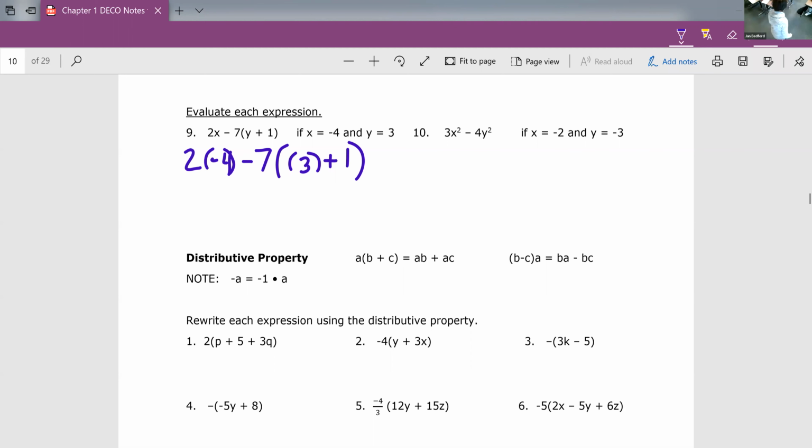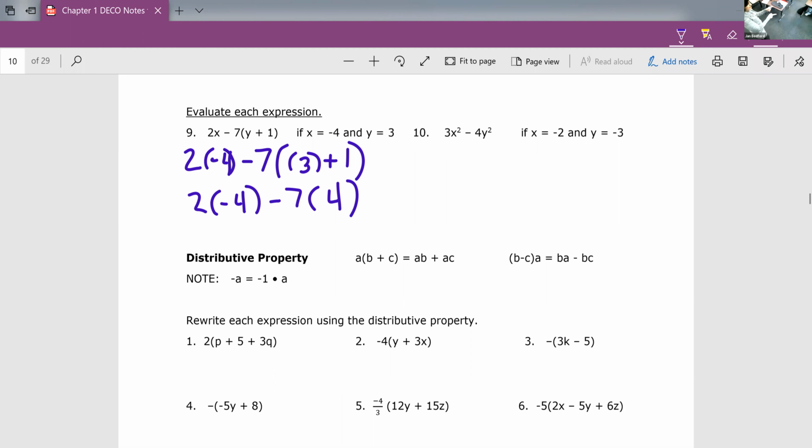Now it's just order of operations. So where do we start with this guy? Yeah, and in the parentheses it says 3 plus 1. So how much is 3 plus 1? So here's what I've got now. 2 times negative 4 minus 7 times 4. What would you do next?